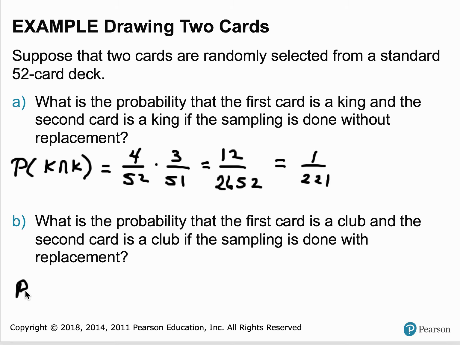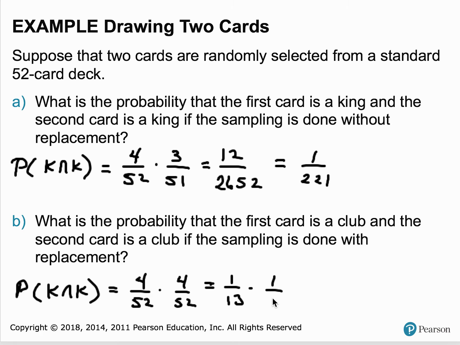Now, same thing except with replacement. What's the probability you draw a king, you put it back in, and draw another king? 4 out of 52 times 4 out of 52, because they're independent, right? This draw was not affected by that draw. So I know that's 1 out of 13 times 1 out of 13, or 1 out of 169.